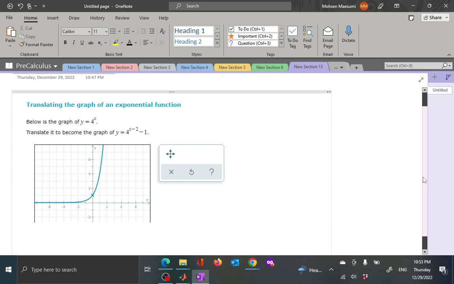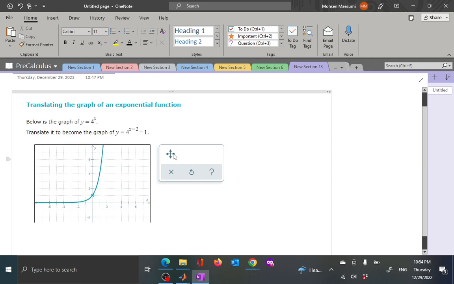Topic today is translating the graph of an exponential function. So here we are given y equal to 4 to the power of x. That's the blue curve that is drawn. And we want to translate it for it to become the graph of y equal to 4 to the power of x minus 2 quantity minus 1.